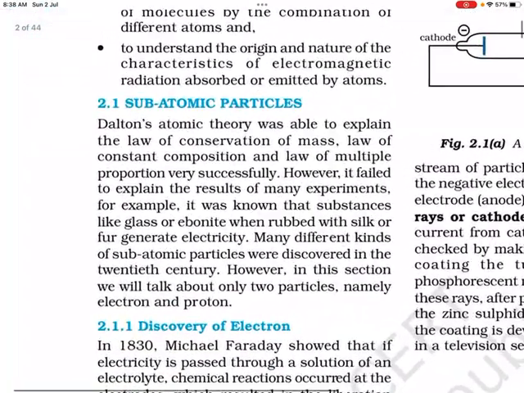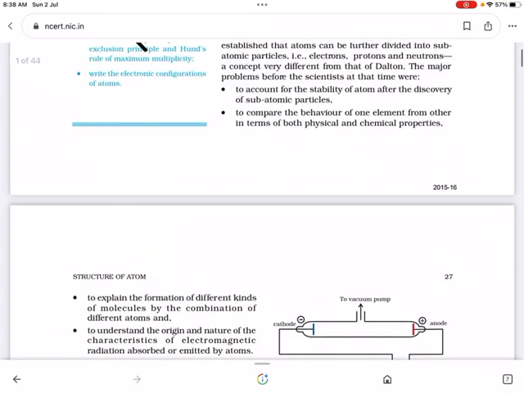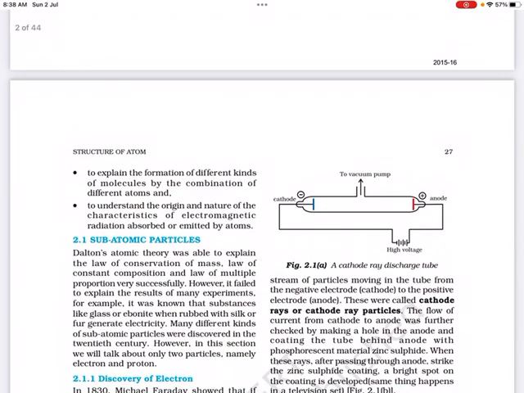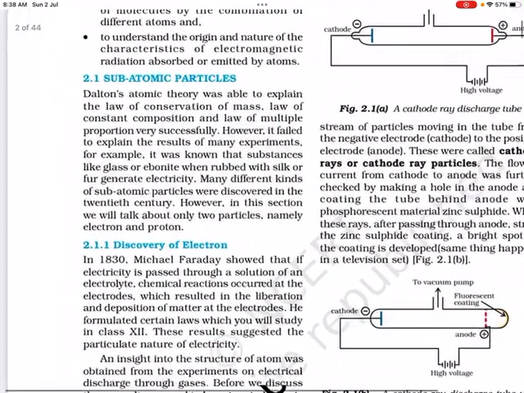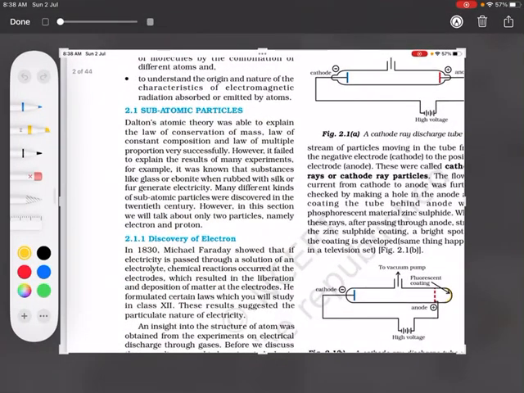In this chapter we are going to learn about the major problems before the scientists of that time. You can read them by yourself, but we're going to go deep inside this. Dalton's atomic theory was able to explain the law of conservation of mass, the law of constant composition, and the law of multiple proportions very successfully. However, it failed to explain the results of many experiments.